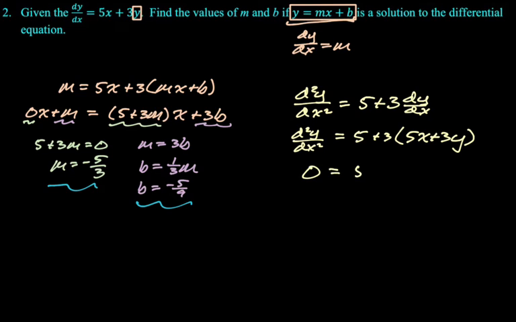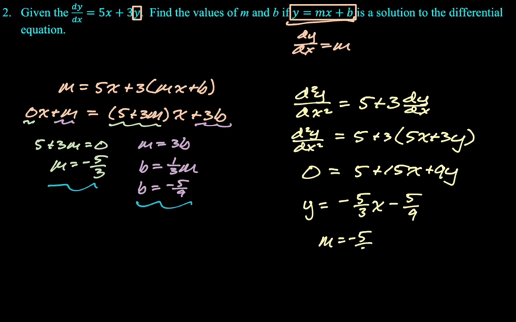So 0 should be equal to 5 plus 15x plus 9y. And if I just rearrange this, solve for y, to put it in mx plus b form, I get y equals negative 5/3 x minus 5/9. This is a great way to do this particular type of problem, and it's a very common problem to do, the linear solution. The other method of equating coefficients will work more generally on more types of solutions, but have this in your back pocket because you might run into it. So here we again are getting negative 5/3 and negative 5/9.